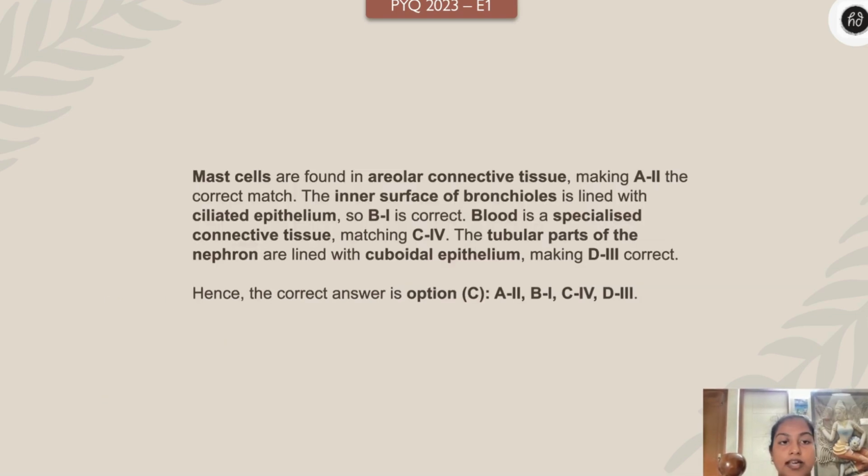All right, so the answer is: mast cells are found in the areolar connective tissue. Yes, you're learning from grade 9. And the inner surface of bronchioles is lined with ciliated epithelium, ciliated columnar, right? And blood is specialized connective tissue, the tubular parts of nephrons, cuboidal epithelium. All this you have learned in grade 9 tissues itself.